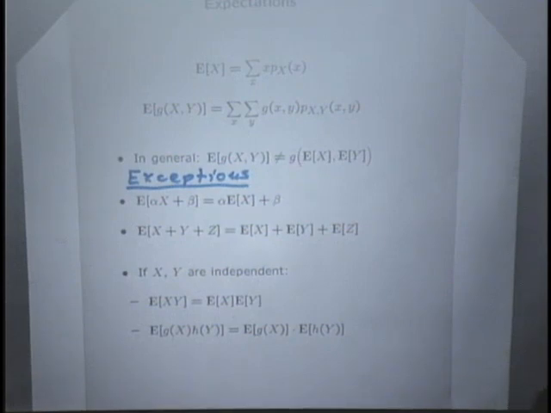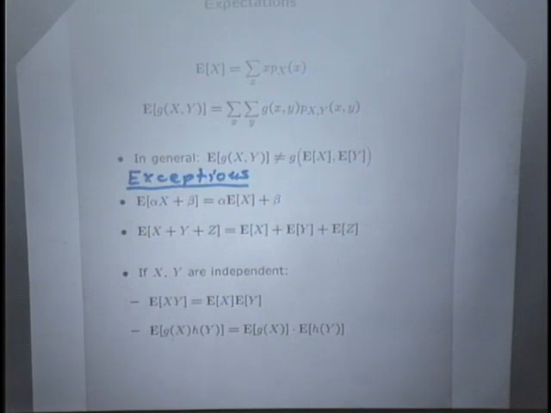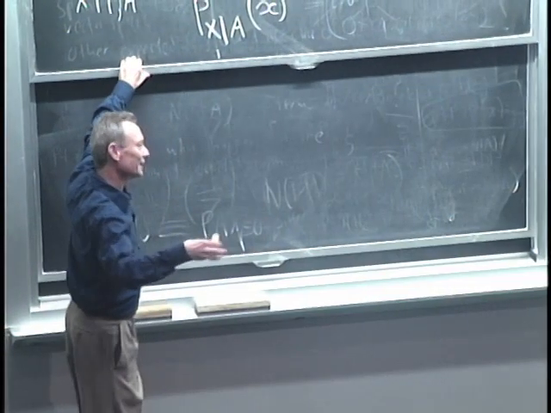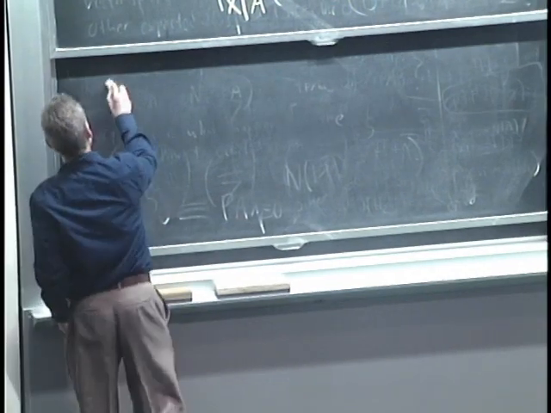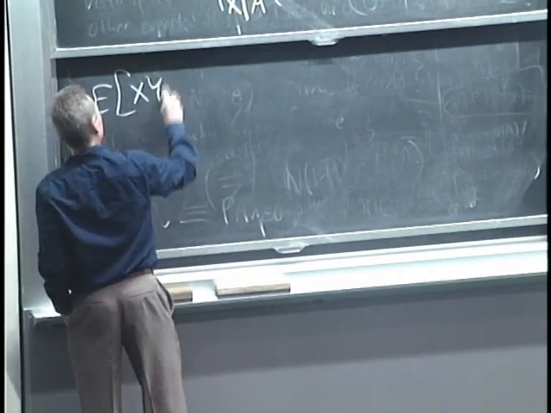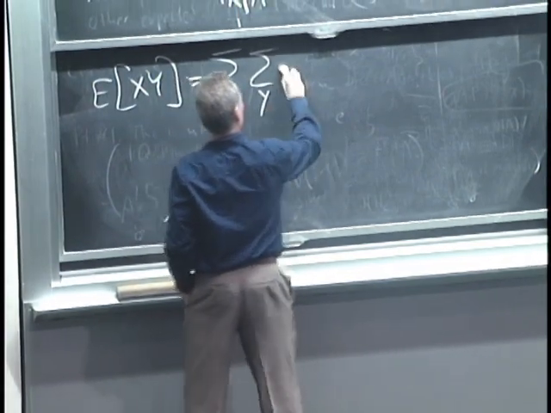The second important exception is the case of independent random variables, where the product of two random variables has an expectation which is the product of the expectations. In general, this is not true. But for the case where we have independence, using the expectation works out as follows.